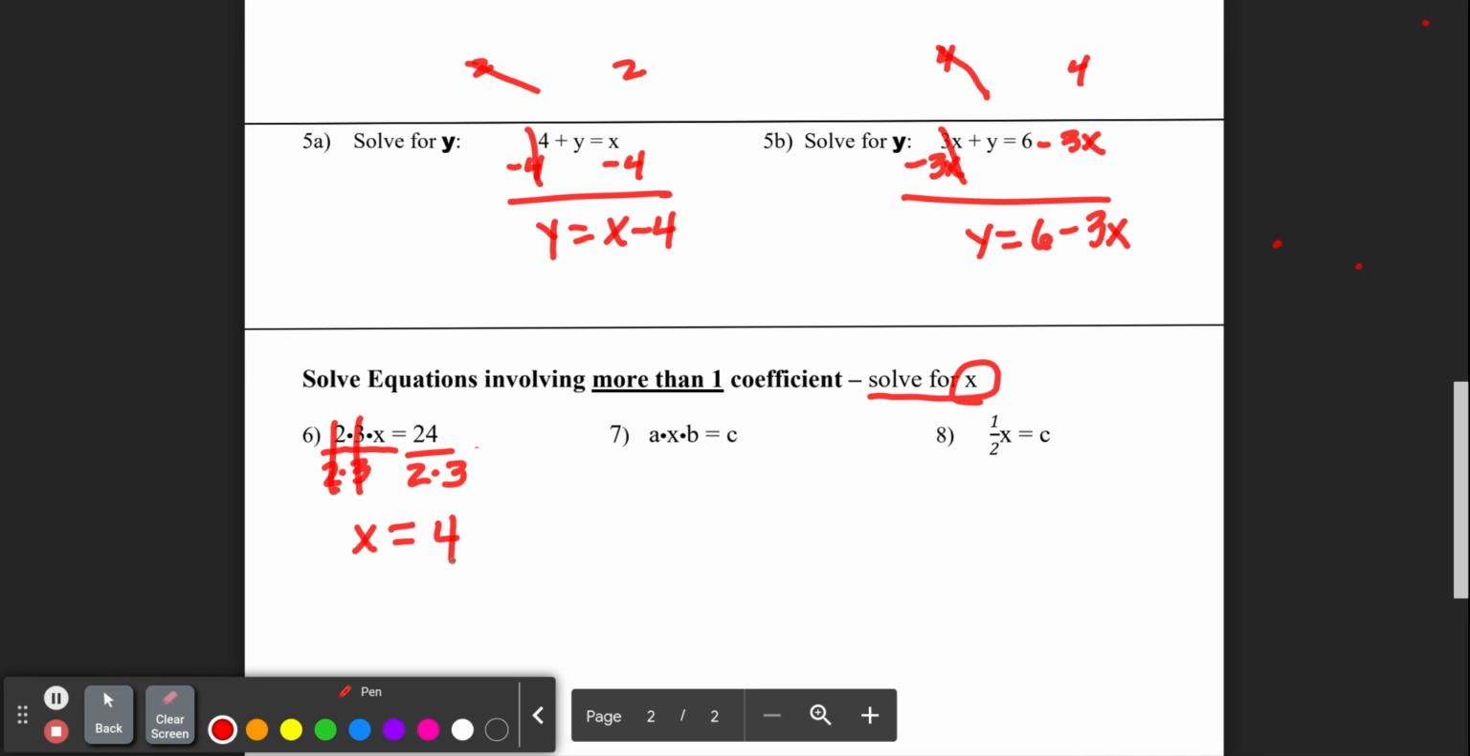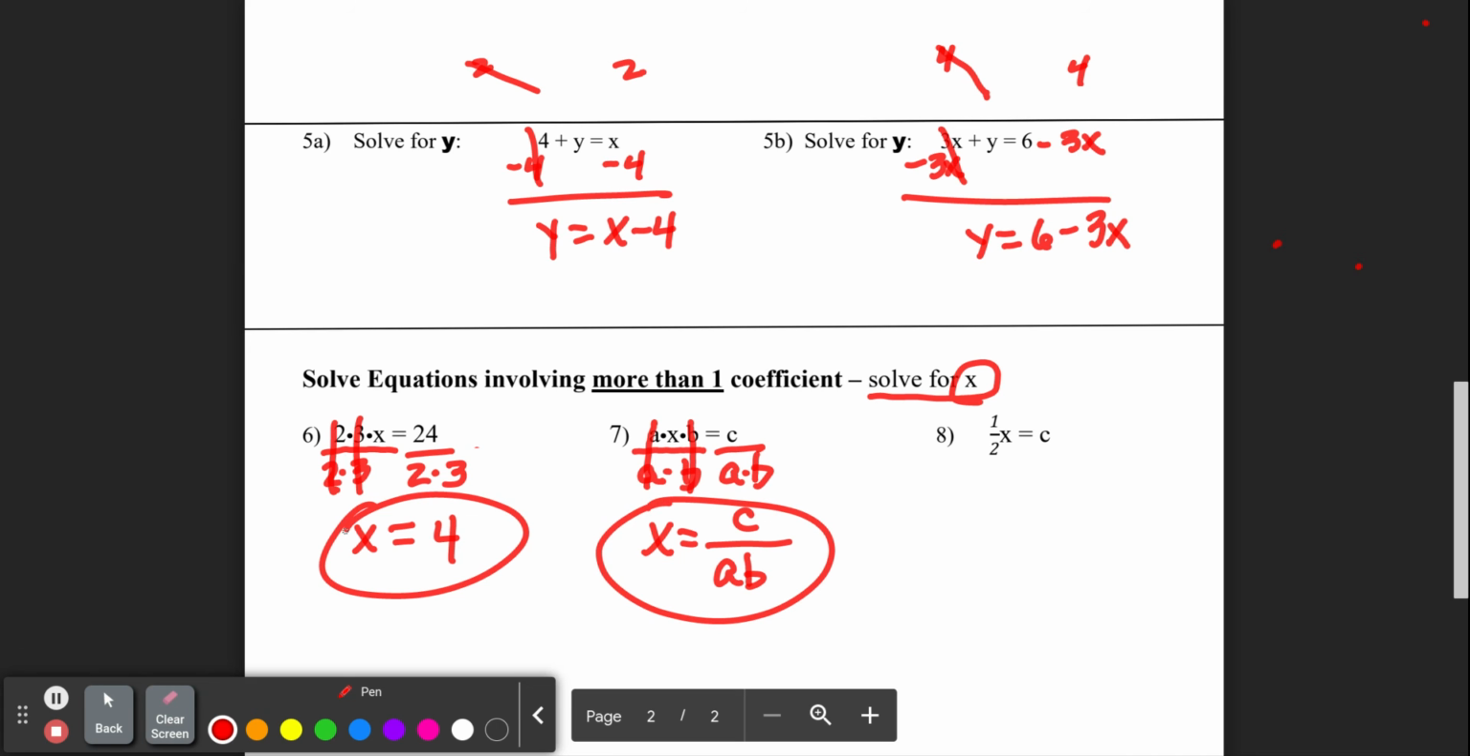So in kind of looking at the same thing on number 7, if I want to get rid of x, I can divide by both A and B. Even though they're not right next to each other, it's all multiplication. So I can divide both sides by A and B, and they cancel out on the left. But whatever you do to one side, you need to do to the other. So x would be equal to C divided by A times B, which is just AB.